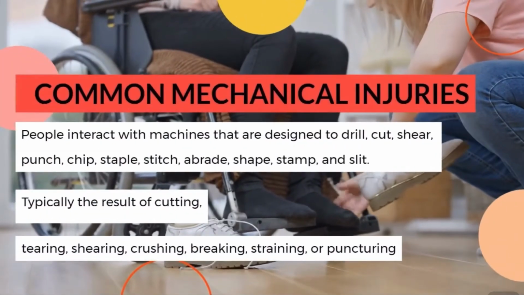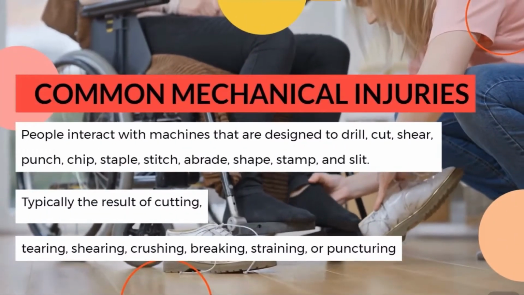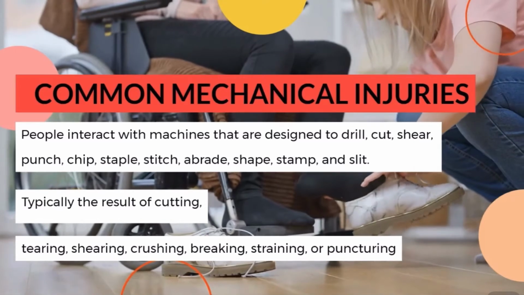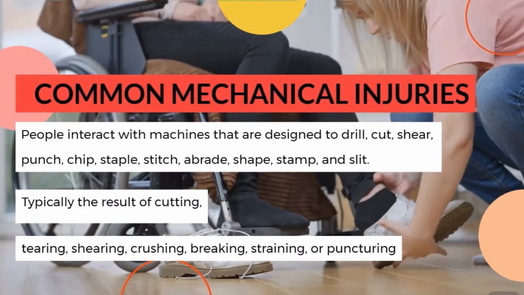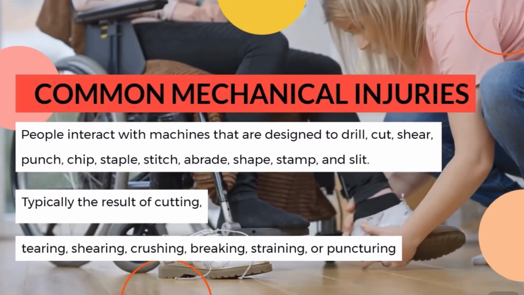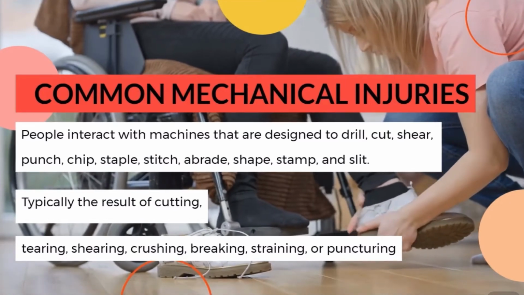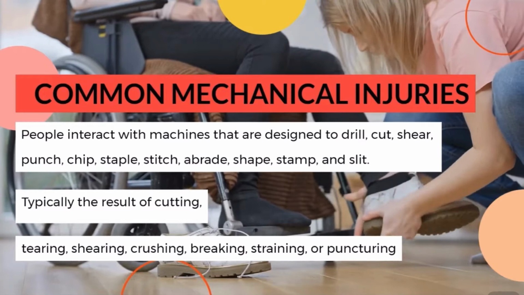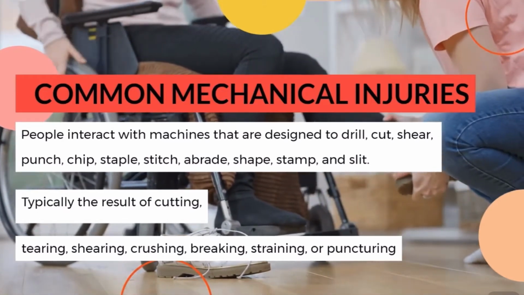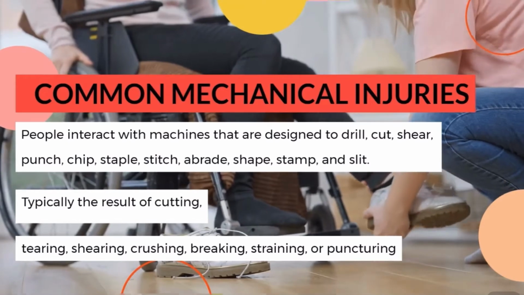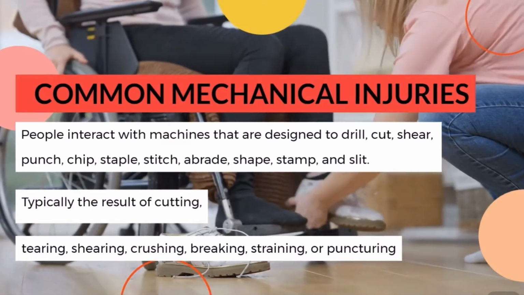Now let's move on to the common machine injuries. In an industrial setting, people interact with machines that are designed to drill, cut, shear, punch, tip, staple, stitch, abrade, shape, stamp, and seal. The mechanical injuries that result are typically the results of cutting, tearing, shearing, crushing, breaking, straining, or puncturing. For injury hazards, the first is cutting and tearing.